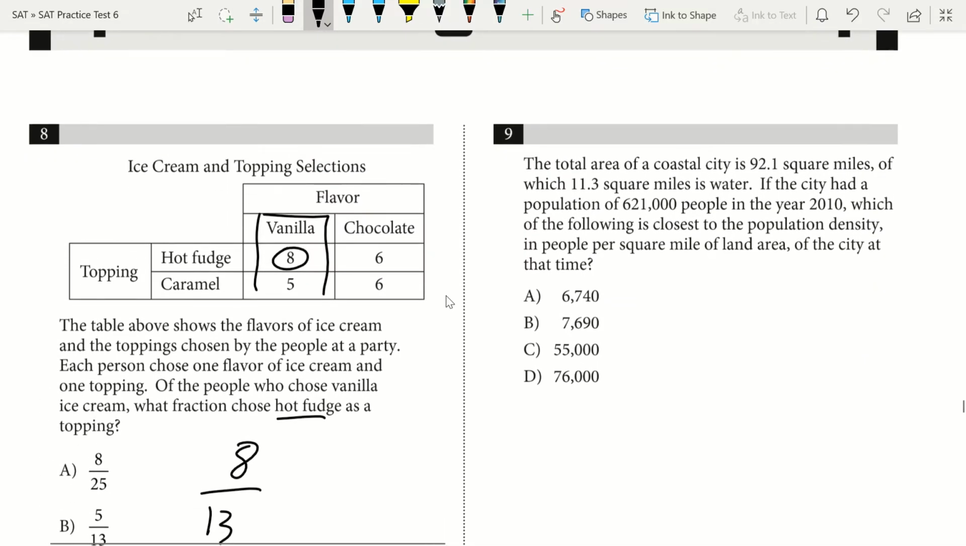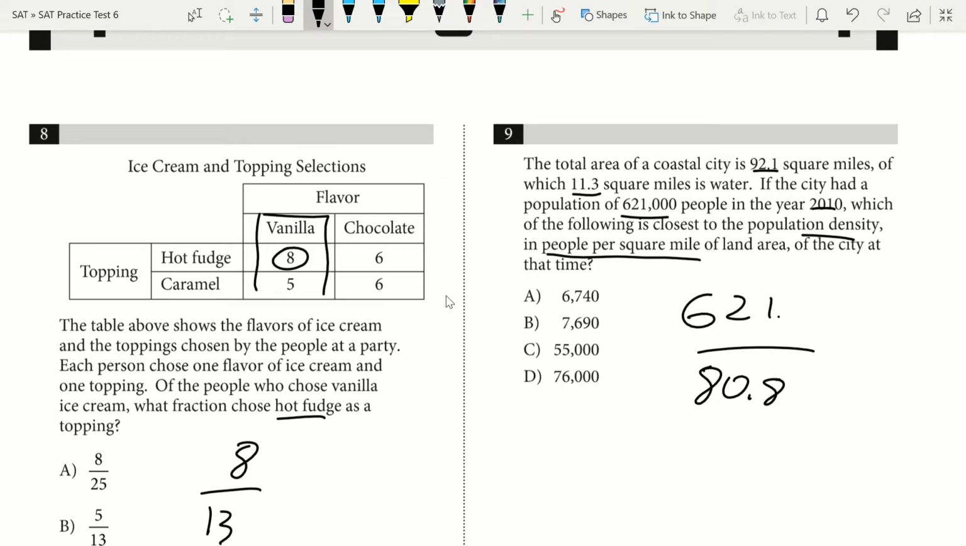Question 9. The total area of a coastal city is 92.1 square miles, of which 11.3 square miles is water. The city had a population of 621,000 people in 2010. Which of the following is closest to the population density in people per square mile of land area of the city at that time? Well, my amount of land area in square miles is going to be that 92.1 minus that 11.3, which is water. So that's going to give me 80.8 as my land area, so that's going to be my denominator. And my numerator is going to be that 621,000 people. All right, so I plug that in my calculator. That's going to give me my population density, and that will be equal to 7,690. So my answer is going to be B.